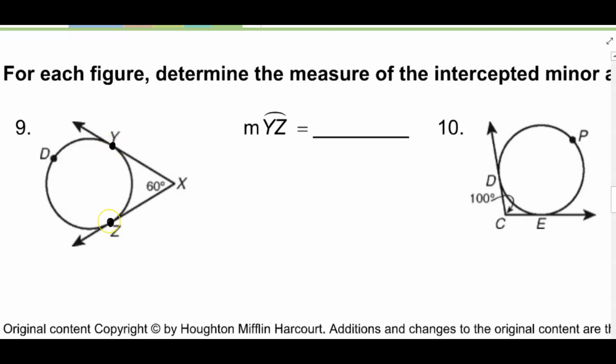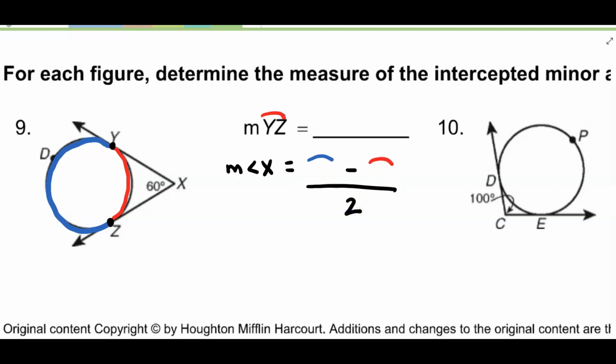So if that's at Y and at Z, I realize I do have two arcs. I have arc YZ, which is the one they're asking for. I also have arc YDZ, this major arc. And they don't really tell me anything except that the measure of angle X is 60 degrees. What I do know, though, is the formula. And the formula says that the measure of the angle is equal to the far arc minus the close arc divided by 2.